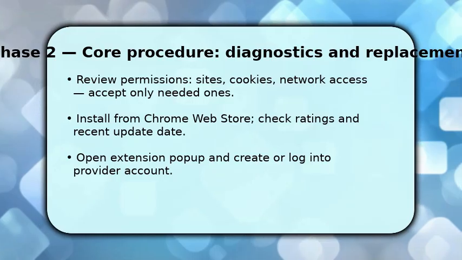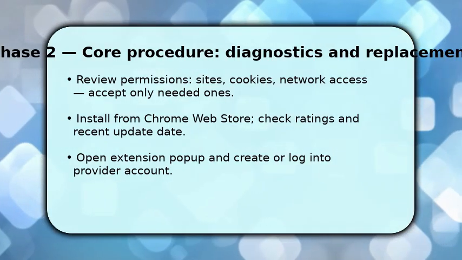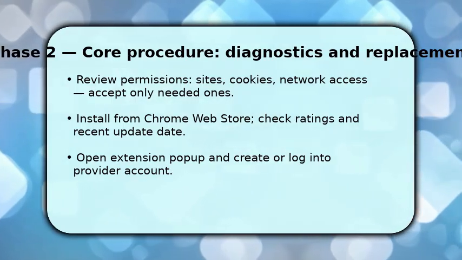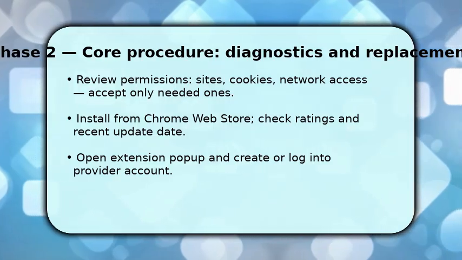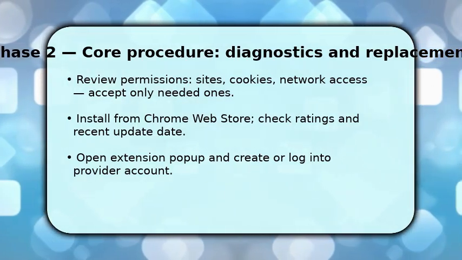After installation, click the new toolbar icon, then create or sign into your VPN account. Follow any onboarding steps like granting proxy permissions. Configure a preferred server or enable automatic connect, so future browsing is protected without extra clicks.